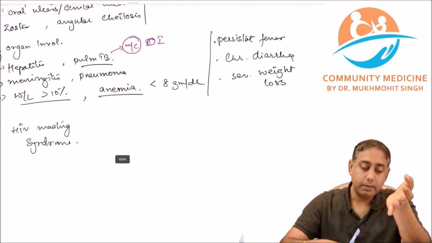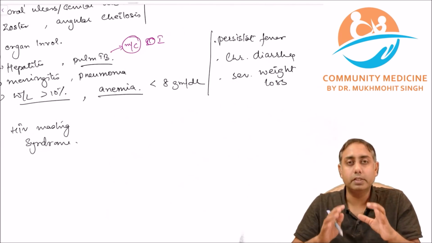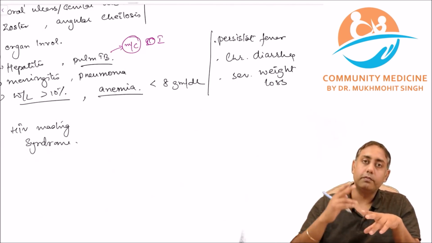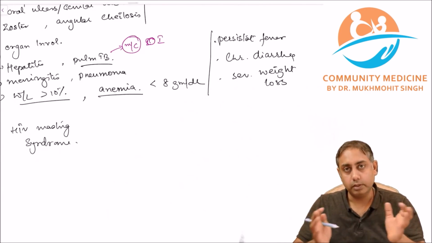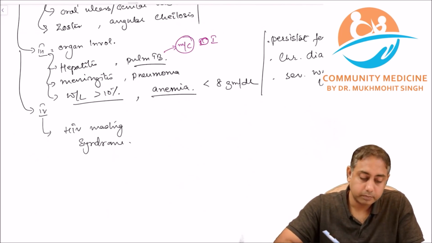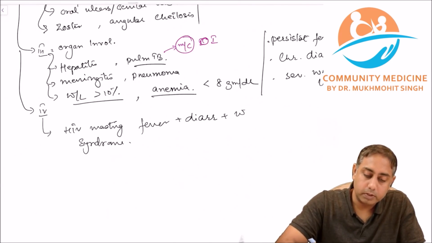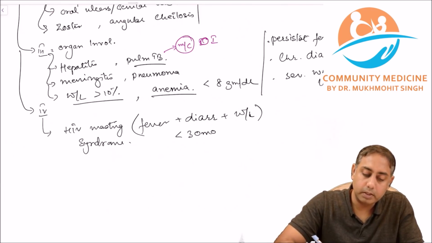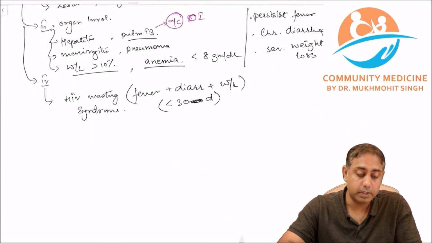But what is this HIV wasting syndrome? That is characteristic of stage 4. In stage 4, you have HIV wasting syndrome, that is fever with diarrhea with weight loss. All this congregation of symptomatology together in a person is going to present as HIV wasting syndrome. This is persistent fever with diarrhea with severe weight loss, all within less than 1 month duration. That is known as HIV wasting syndrome.